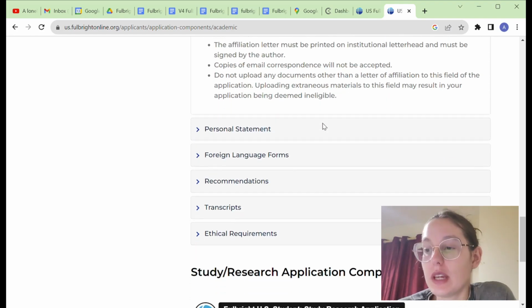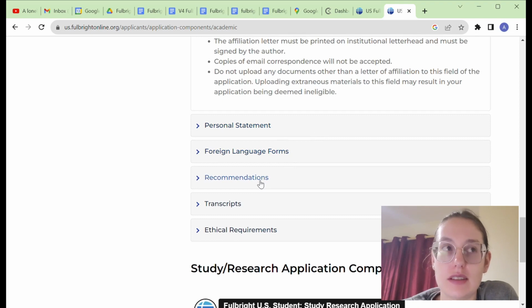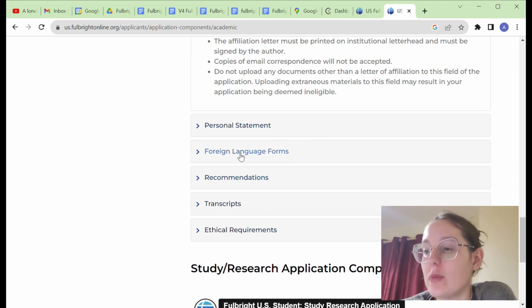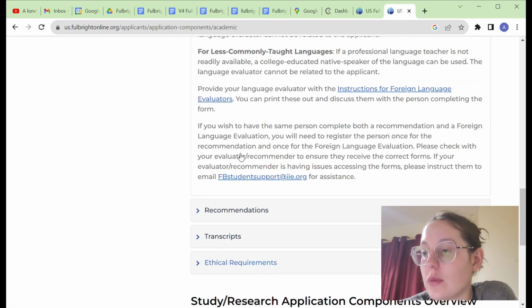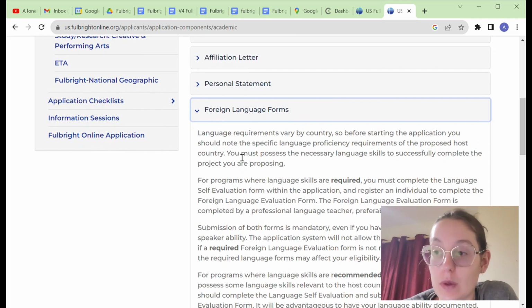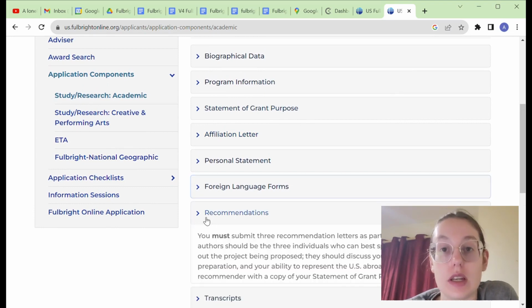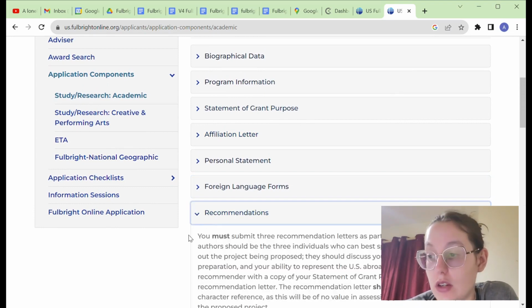Something else you may have to do, you also have to upload transcripts. That should be easy. You should have transcripts. You may have to do some sort of foreign language form. I didn't have to, so I can't really speak on that. Just be aware that that is a thing depending on your foreign language requirements. And another thing you have is recommendations. So you need 3 recommendations as part of the application.